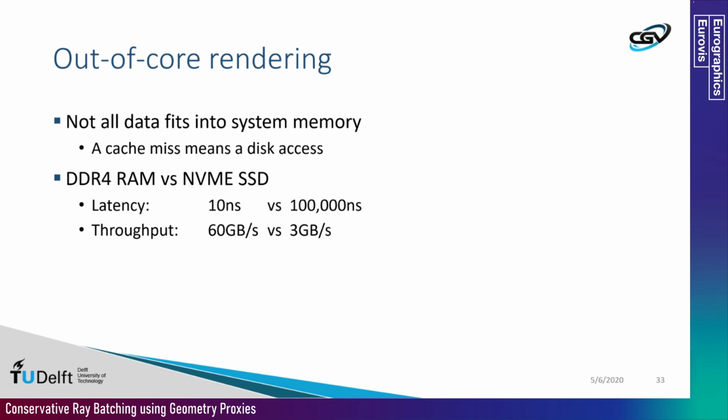So when we refer to a cache miss, this means that the data is not in system memory, but instead has to be loaded from disk. And even a fast NVMe SSD has a latency that is 4 orders of magnitude higher than system memory. So cache misses in the acceleration structure are clearly a big problem.